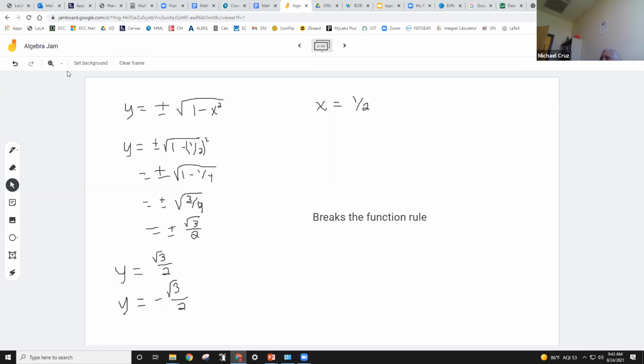So we talked a little bit about this type of function last time, or this type of equation. Absolute value. All right, what do you think about this question here? Does x equal to the square root of y represent a function?